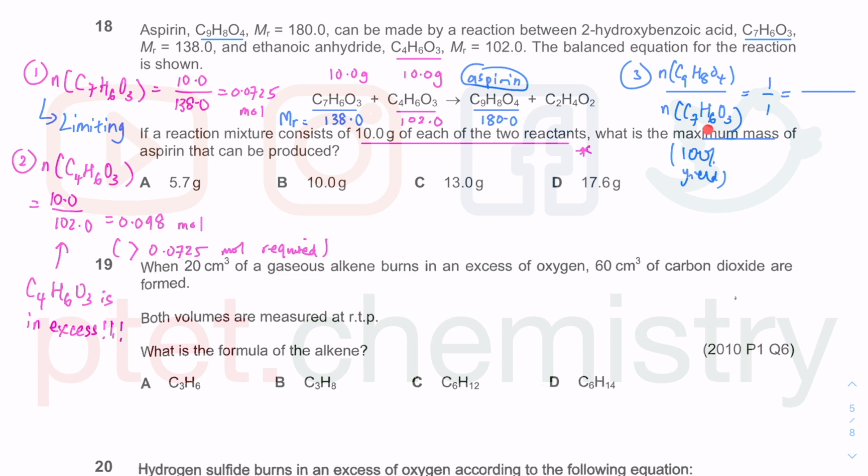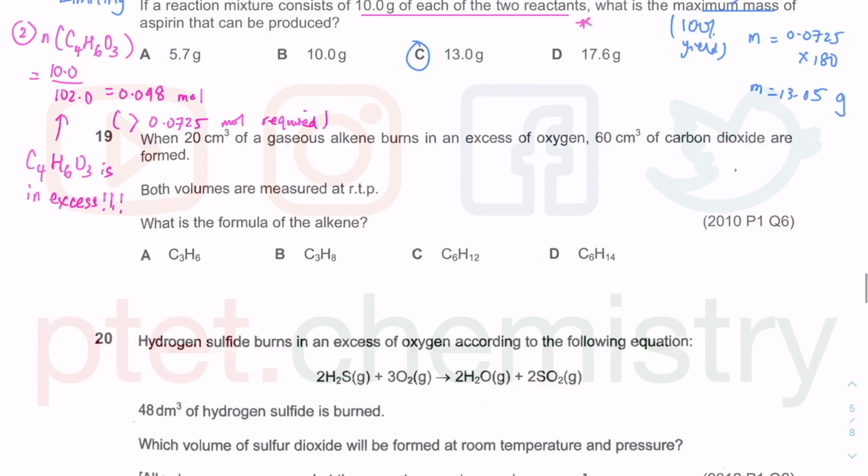So at the bottom, this is the mole of the limiting reactant, so 0.0725 for the C7H6O3. On top is the mass of the aspirin divided by the Mr of the aspirin, which is 180.0. So hopefully you can see the mass of the aspirin is going to be equal to 0.0725, I move it up there, multiply by 1 is itself, and then move the 180 up there, so times 180. And I get 13.05 gram, so that's the closest answer there.